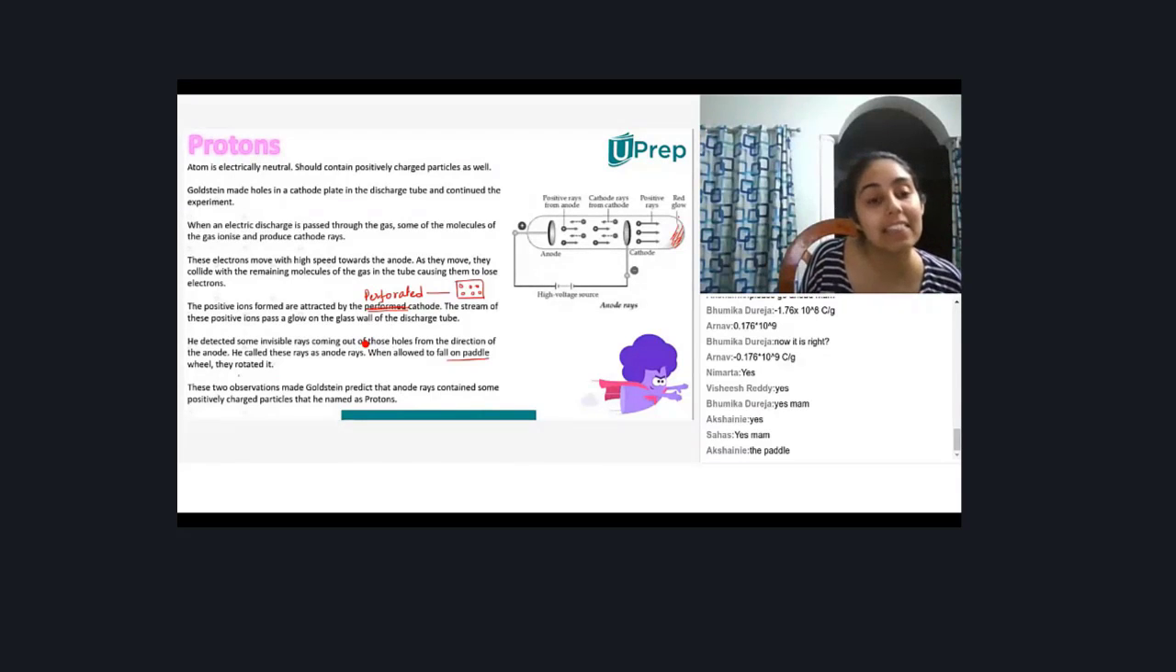So he detected these invisible rays and allowed these rays to fall on a paddle wheel. And these rays also rotated the paddle wheel. That means these are particles. It is not just negative charge. It is not just light. They are particles also. So these two observations: one is the red glow and going towards the negative plate, the cathode, so anode rays creating a red glow. And the other is that it fell onto the paddle wheel and rotated it. These two observations made Goldstein predict that anode rays contained some positively charged particles that he named protons.